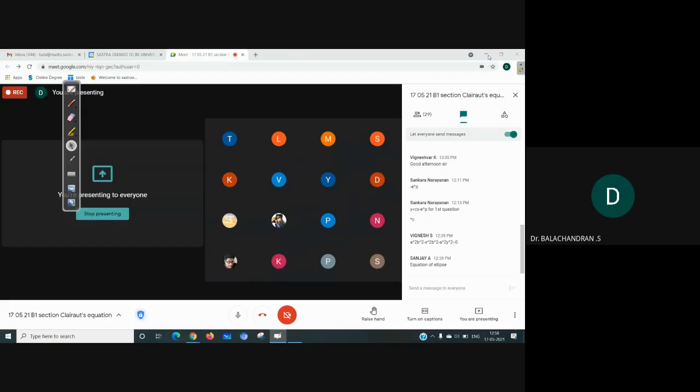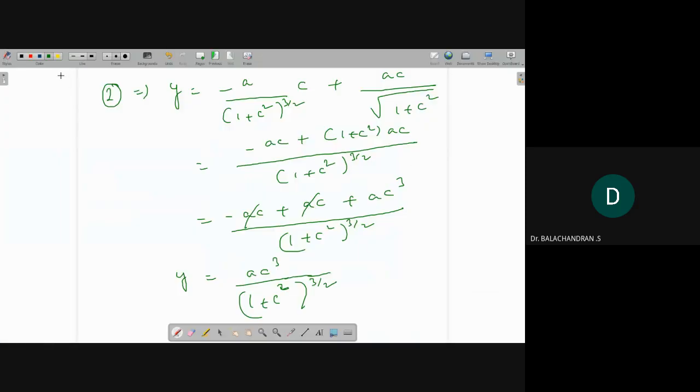Okay. Now, anybody got the answer? Asteroid equation, sir. Okay, Subramaniam and Lakshmi Narayanan, I think. Asteroid: x power 2 by 3 plus y power 2 by 3 equal to a power 2 by 3. So now from 2, I call this, what is the equation number? 3 or 4? 4. Okay.